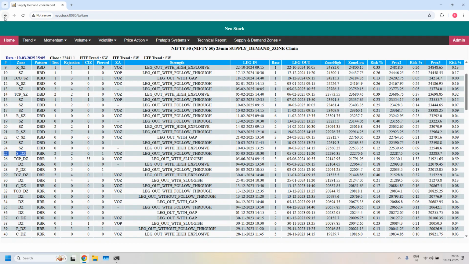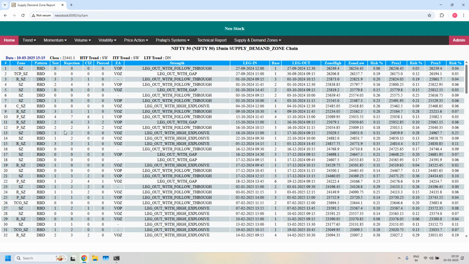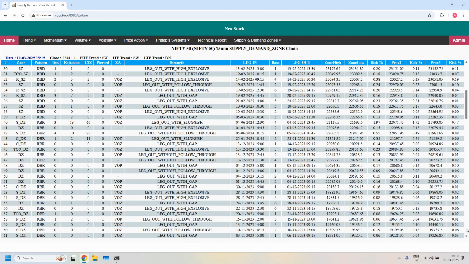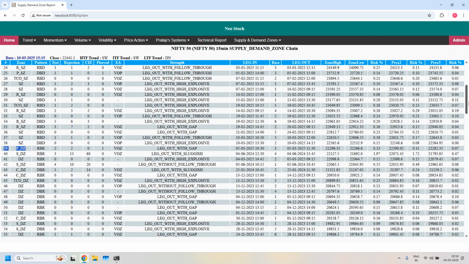Okay, next, 15 minutes supply demand zone chain for Nifty. All are supply zones. I'm scrolling the list down. Let me adjust in the center. Okay, so this is the 15 minute supply demand zone chain for Nifty.